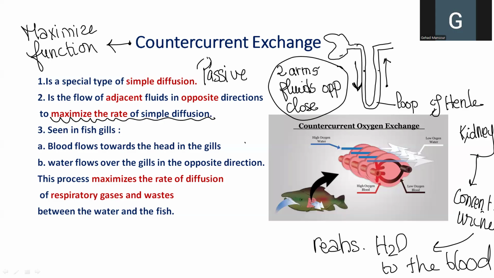The example we are going to explain is the countercurrent system that is present in the fish gills. In the fish, if this is the body, here we have the head, and on the other extremity we have the tail, and here we have the eyes. If you remove that cover, which is the gill cover, you will see that you have slits.